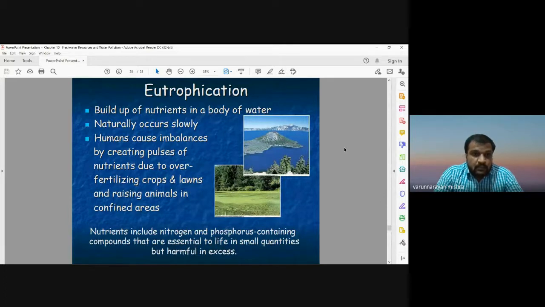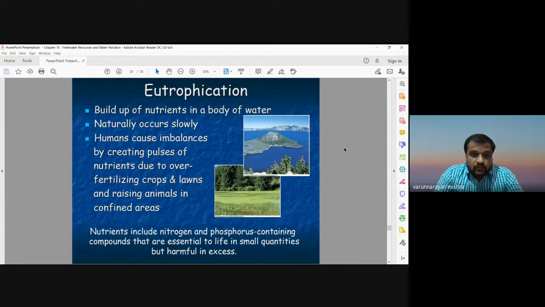Eutrophication is a buildup of nutrients in a body of water. This can naturally occur slowly, and humans cause the imbalance by creating pulses of nutrients due to over-fertilizing crops and lawns and raising animals in confined areas.